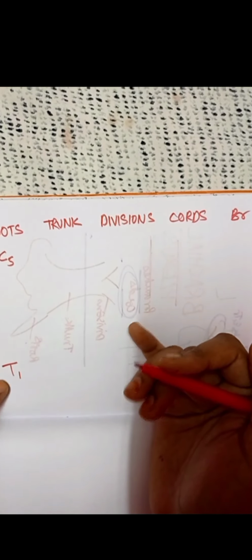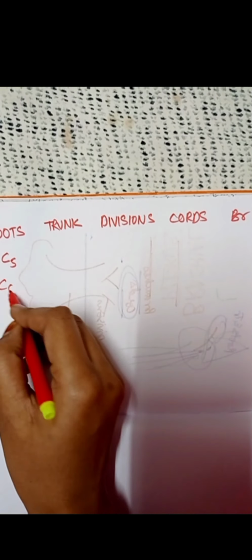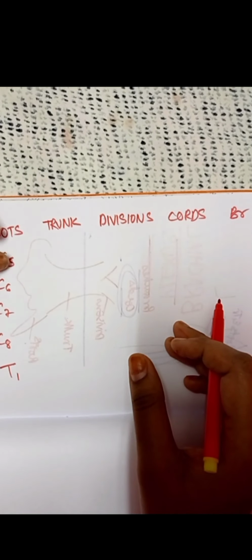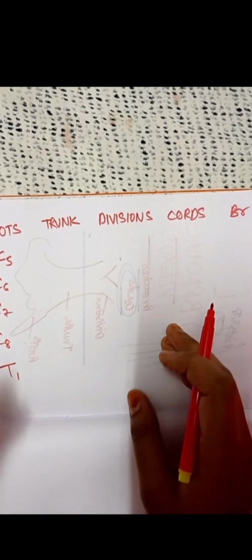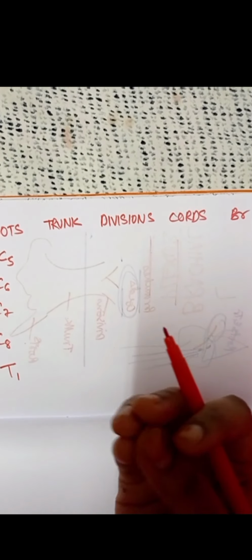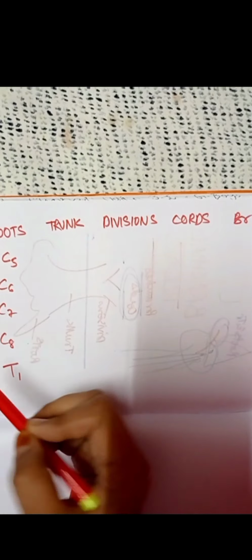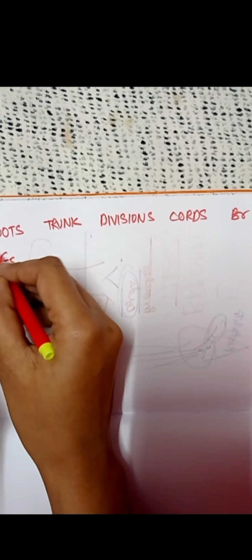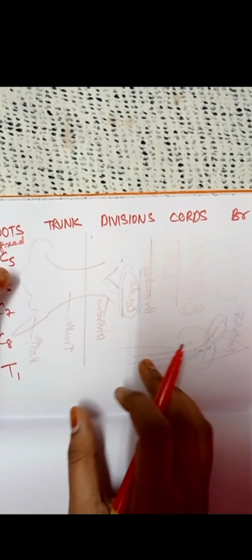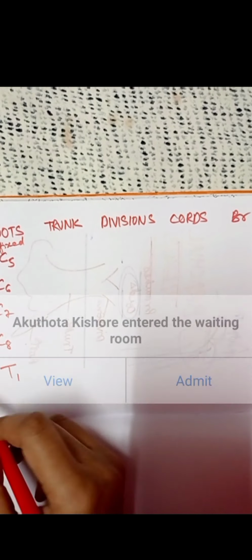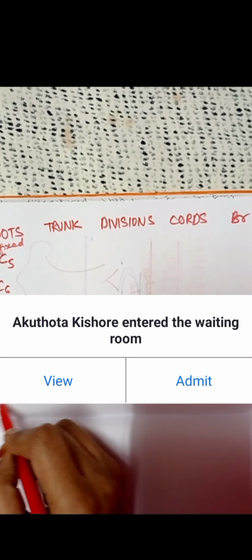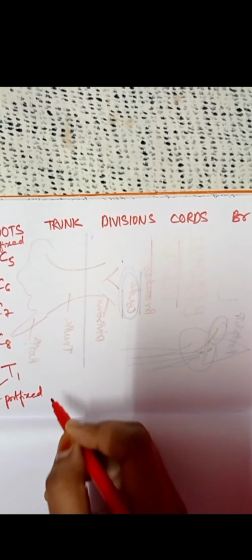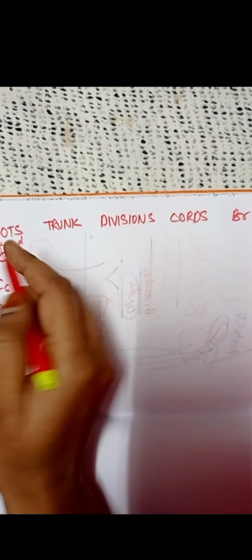C5 to T1. In between what do you have? C6, C7, C8. See how the number five is helping. Roots start from five and end at one. So C5 to T1. In this you have some terms: prefixed and postfixed. Prefixed means C4 will also come. Now you call it a prefixed brachial plexus. These are exceptions. In some individuals you have it like this. Postfixed means C5, T1, T2 will come. So it is called a postfixed plexus. These are exceptions.